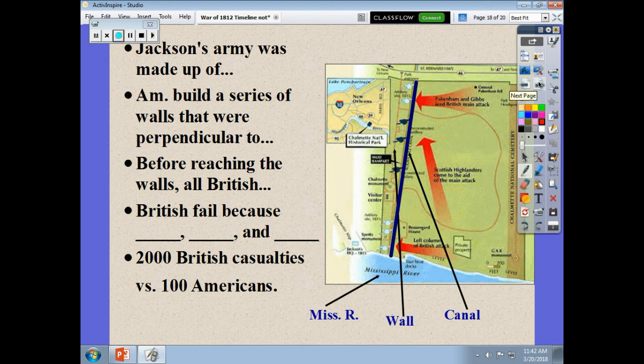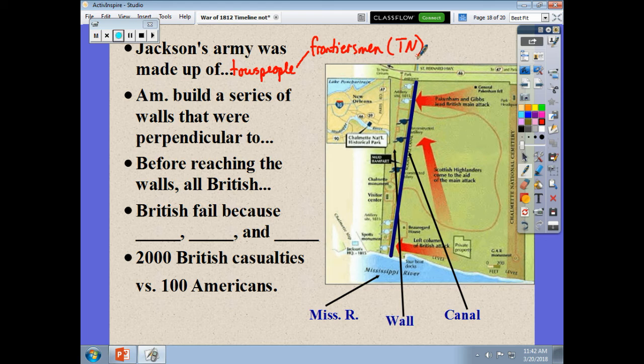Jackson's army is made up of a bunch of different people. In particular, the townspeople of New Orleans are going to come out and they're going to help. But also, there's a bunch of frontiersmen that are going to come out. They're mostly people from Tennessee. They happen to be more like mountain men. They come out and they are dressed in coonskin caps, and they're dressed in natural skin, fur skin coats and so on.